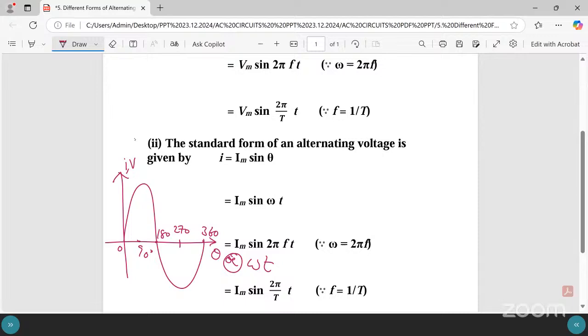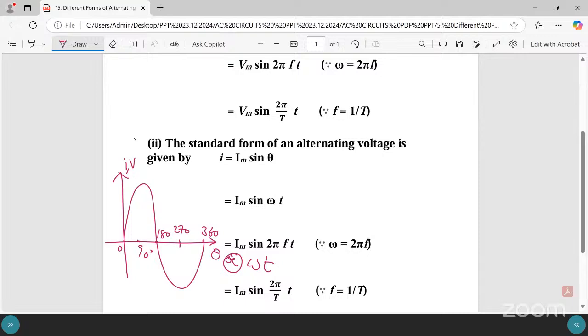What is the other name for alternating current, alternating voltage? Sinusoidal voltage, sinusoidal current, or sine wave. You have to remember this waveform. With the help of this waveform, we'll get the formulas. With this cycle, we get the formulas.